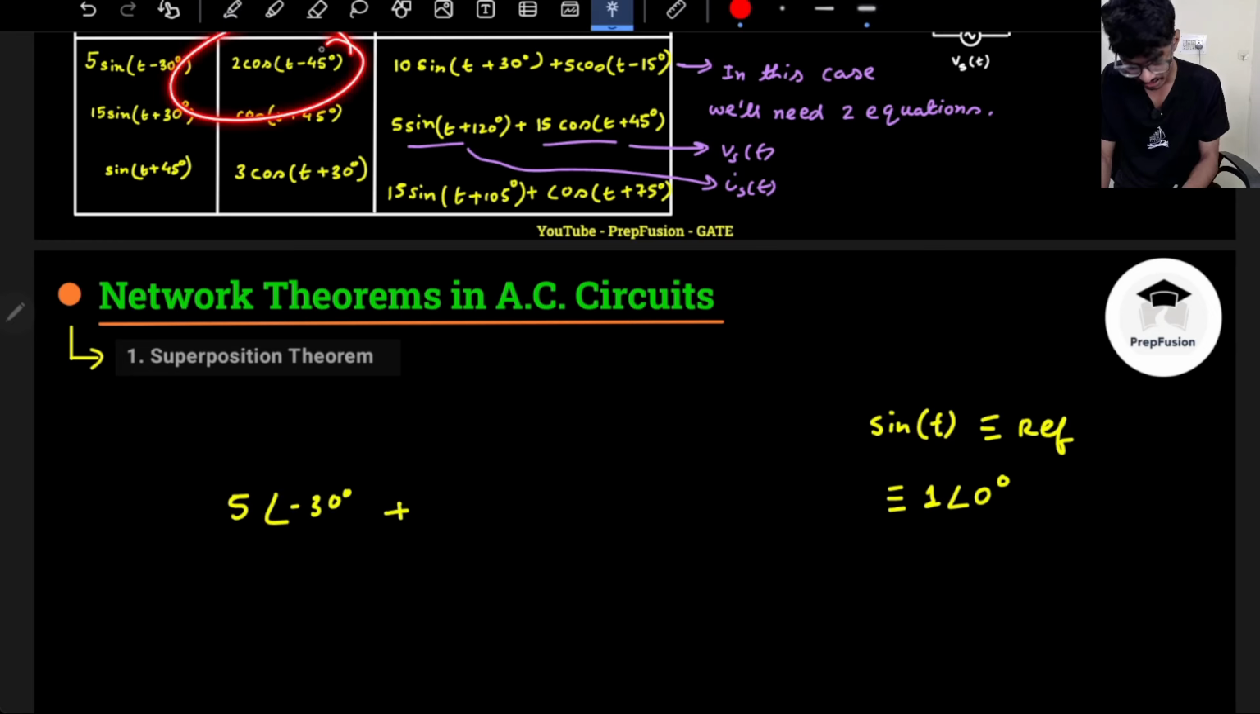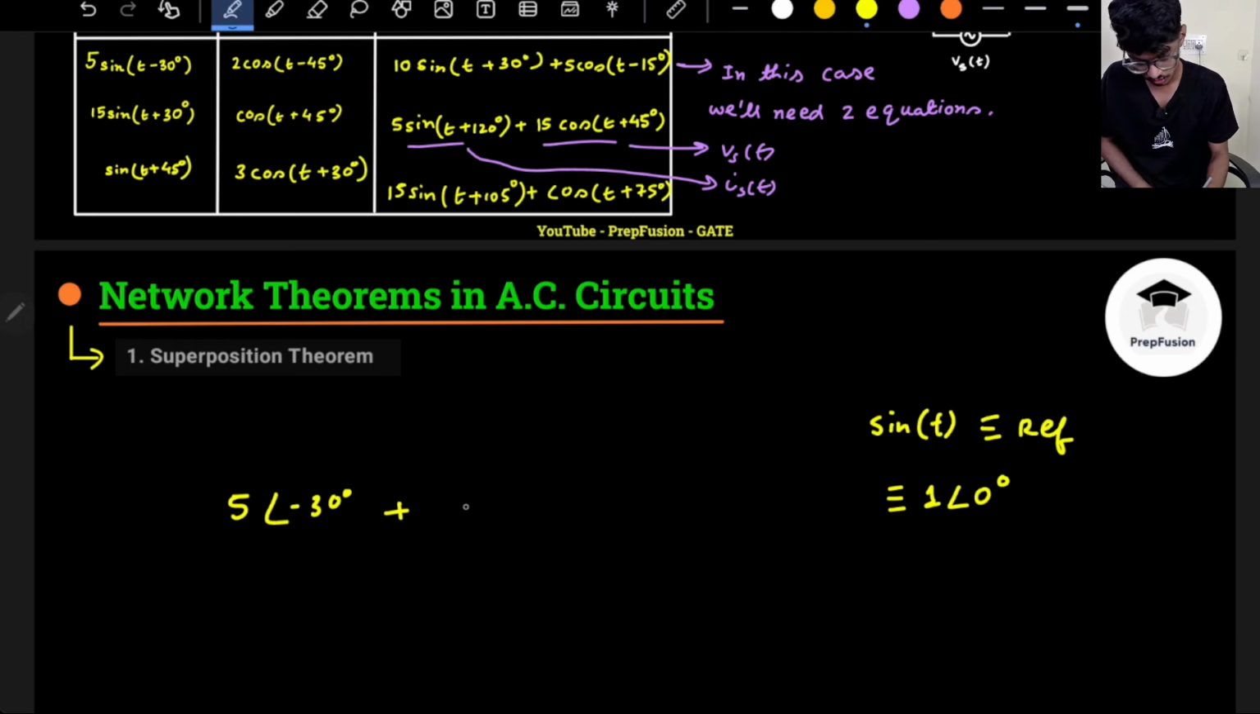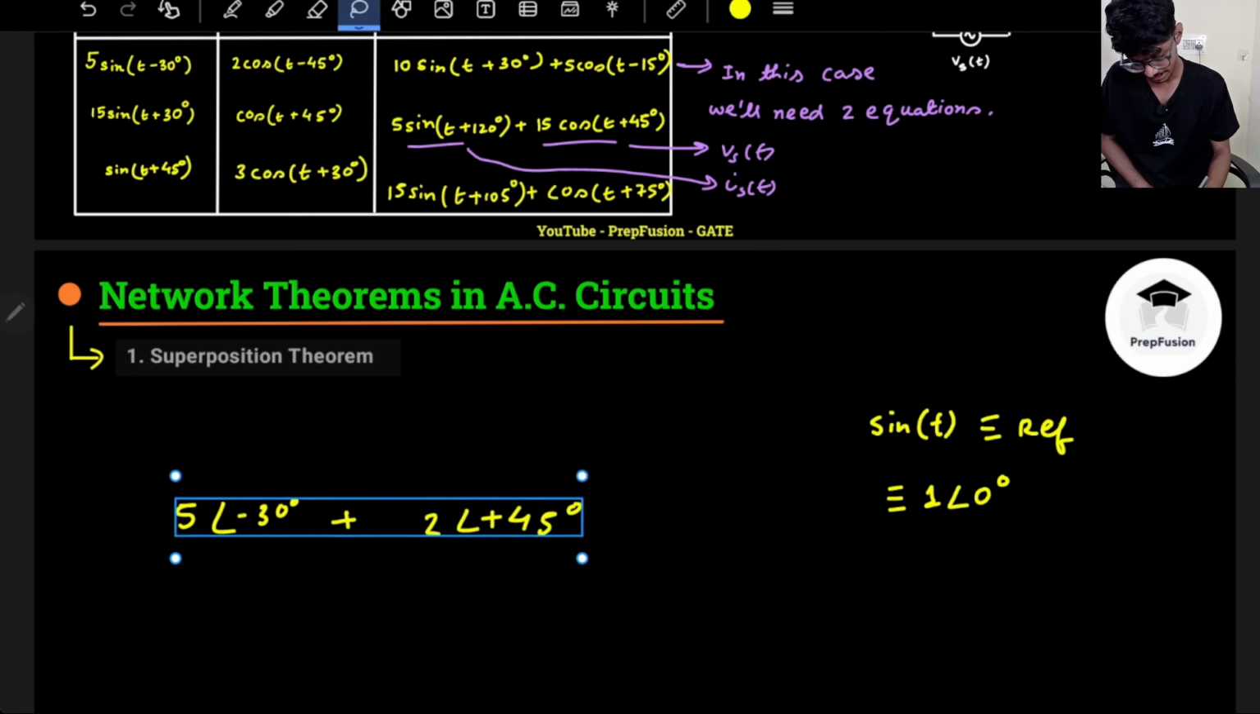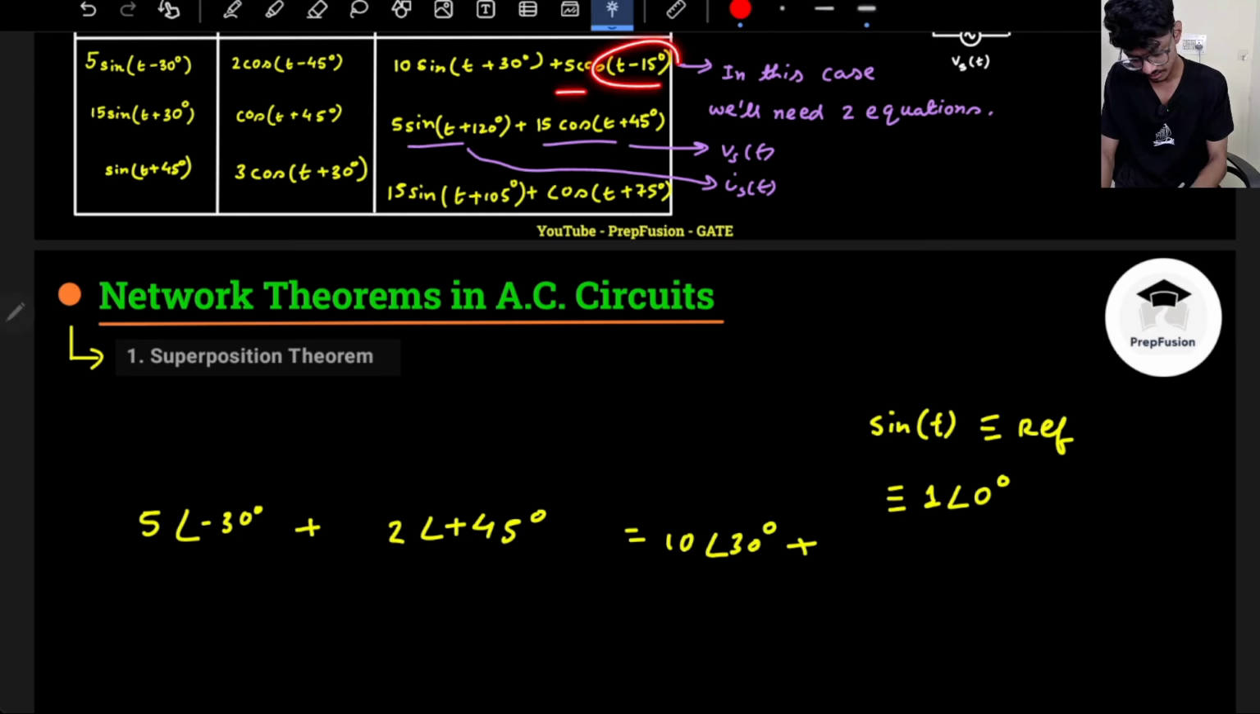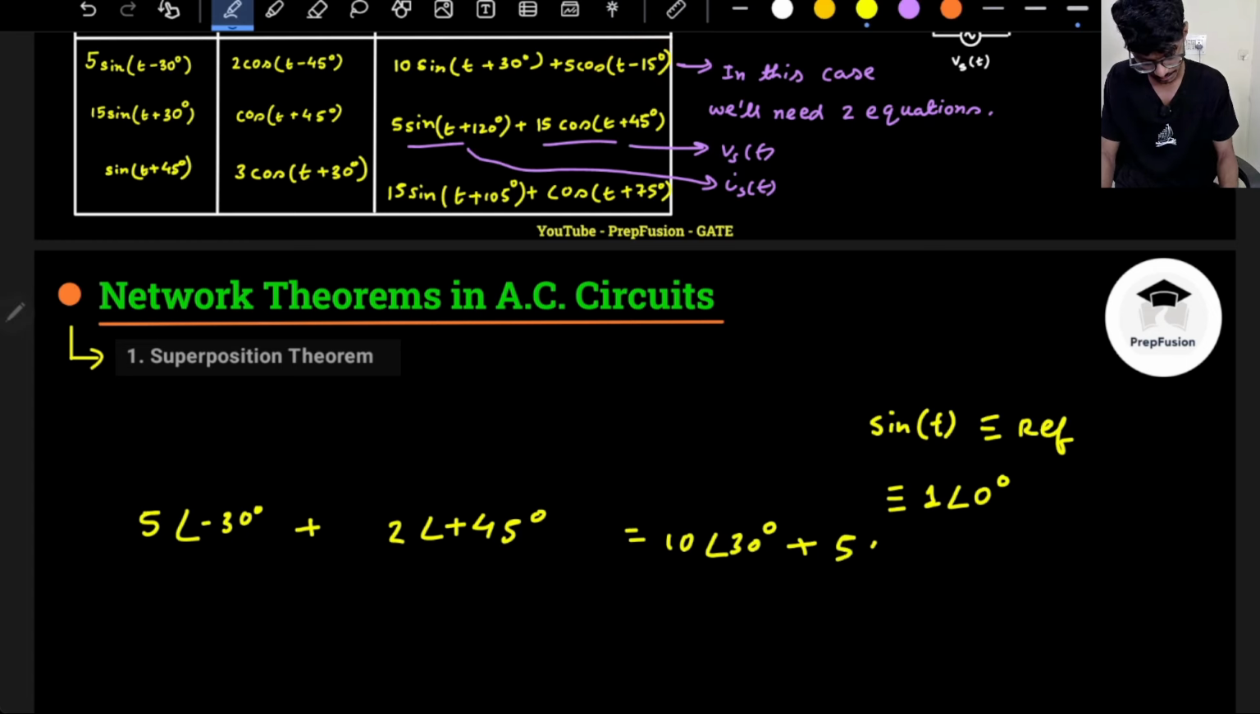This is cos of t minus 45, right? So what is cos t? Cos t is sin of 90 plus t. So this will be sin of t plus 45, so this will be 2 angle plus 45. I have just changed the cos to sin. What is this? This is 10 sin t plus 30, so this will be 10 angle 30, plus this will be 5 t minus 15, but if I change this back to sine, this will be 75. So this will be 5 angle 75.